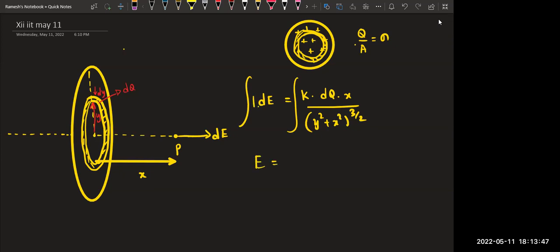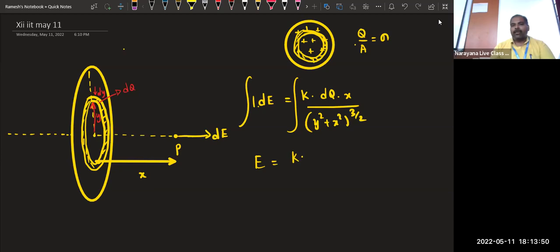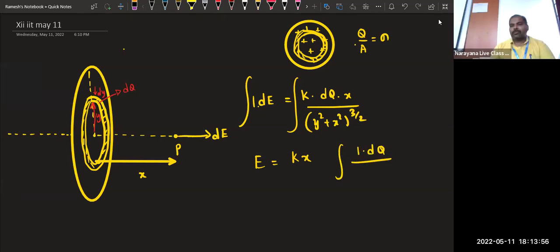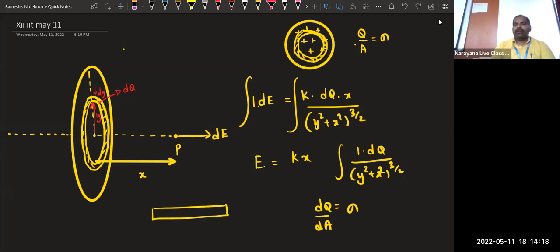The constants I will take outside. K and x are constant, but dq is not constant. We can substitute. What can I write for the dq value? Total charge on the elementary ring by total area of the ring equals sigma. If you convert this ring into a rectangular belt, what is the length of the rectangular belt? 2 pi y only, no? And the thickness of this belt equals dy.